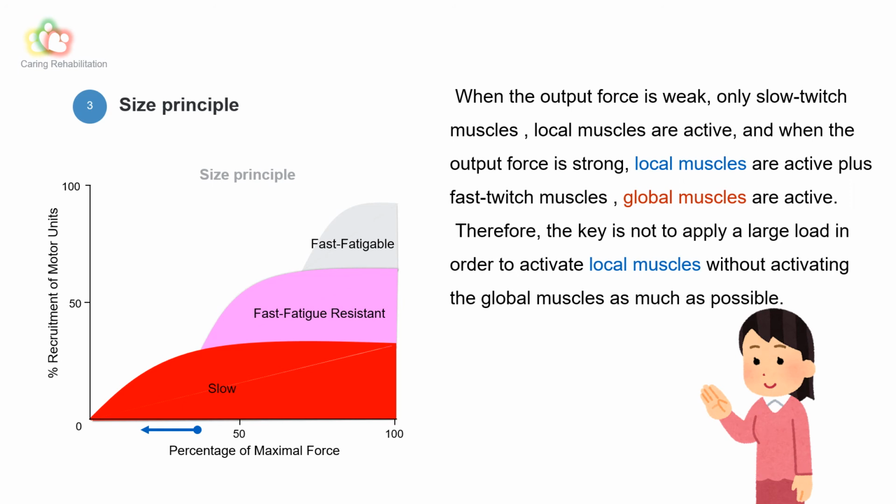When the output force is weak, only slow-twitch muscles and local muscles are active, and when the output force is strong, local muscles are active plus fast-twitch muscles, while global muscles are active. Therefore, the key is not to apply a large load, to activate local muscles without activating the global muscles as much as possible. Specifically, the muscle output should be in the region indicated by the blue arrow in the figure.